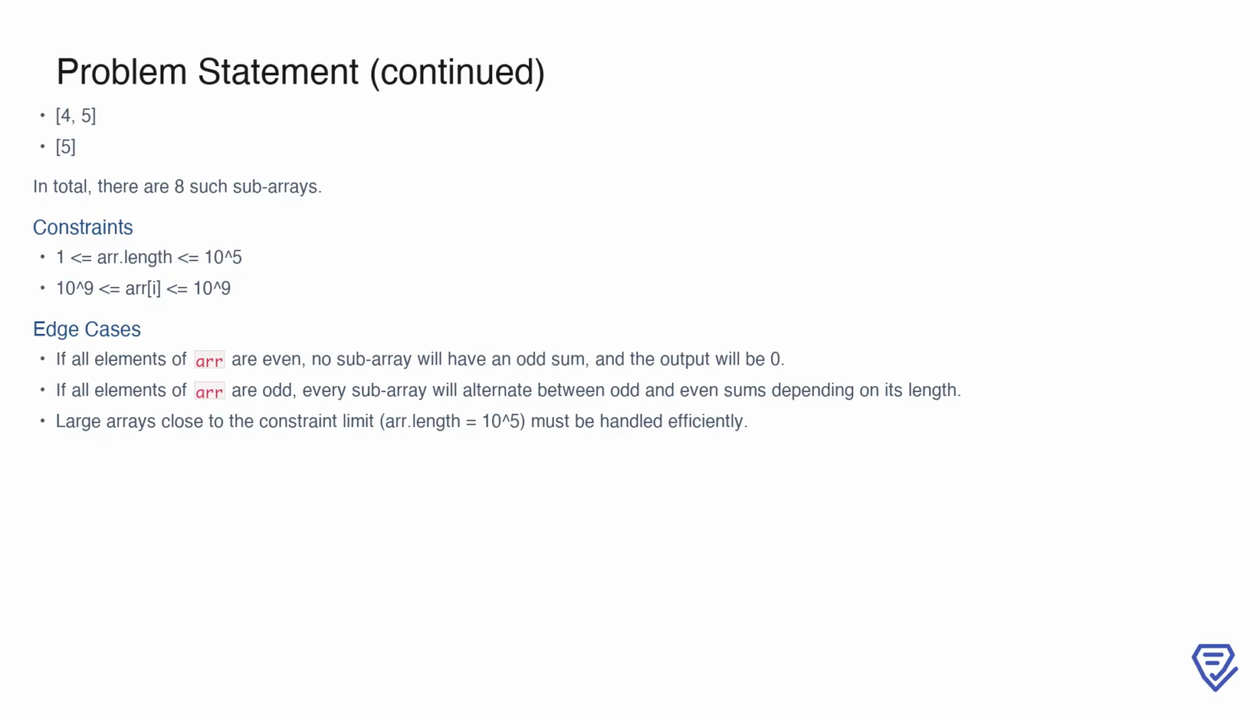Additionally, we need to account for constraints. The array length can go up to 10 to the power of 5, and the values in the array can be very large, so our solution needs to be efficient. For edge cases, if all elements are even, the result is 0, and if all elements are odd, subarray sums will alternate between odd and even. This highlights the importance of optimizing the approach for large inputs.